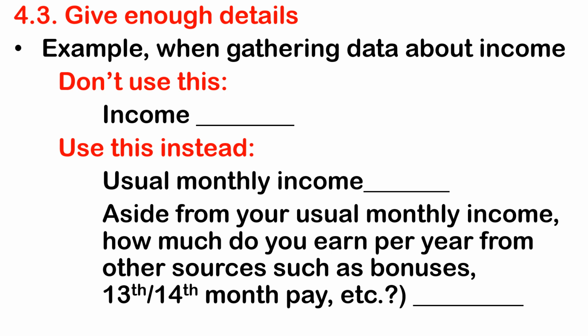Give enough details about the data that you want the respondent to supply. Example, when you ask for income, you have to be specific. If you simply put income, the respondent would not know whether you're after daily, weekly, monthly, or yearly income. Or are you just after regular income or the total income? So use this instead. Usual monthly income and then a blank line. Then aside from your usual monthly income, how much do you earn per year from other sources such as bonuses, 13th or 14th month pay, etc.